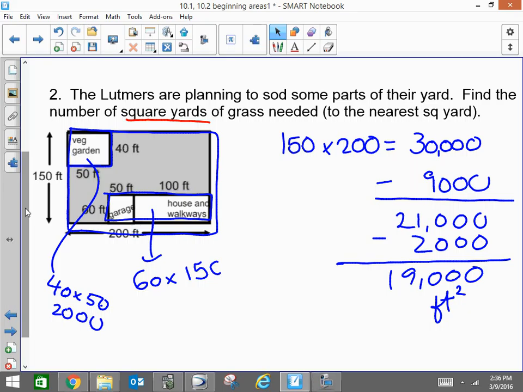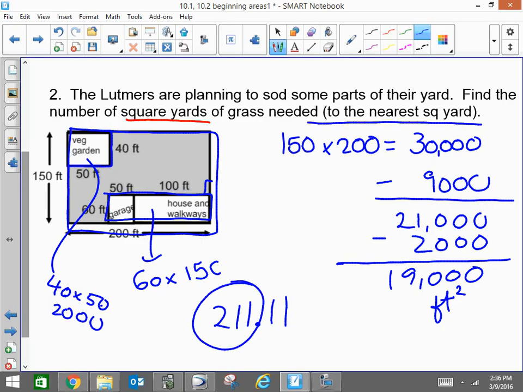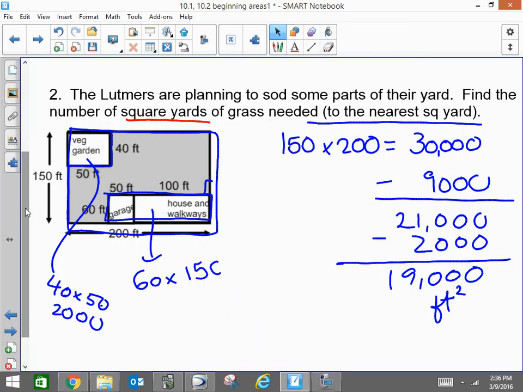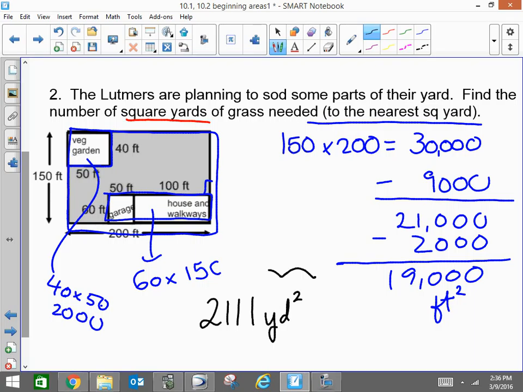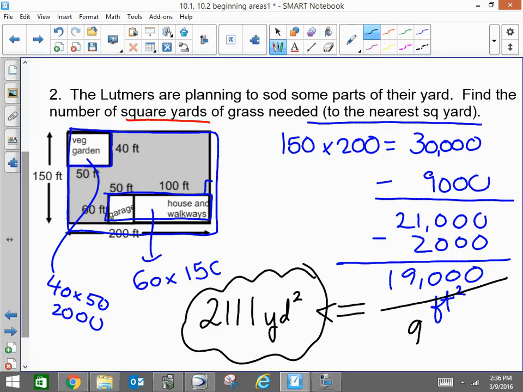Okay, so everybody divides by 9, and what's the final answer? 2,111. It's to the nearest square yard, you're right. Sorry. 2,111 square yards. Divided by 9.